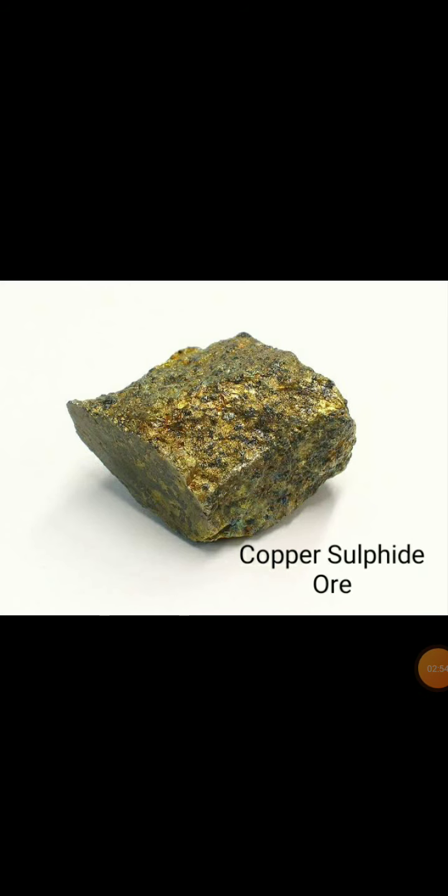Similarly, copper, which is found as Cu2S, that is copper sulfide, in nature, can be obtained from its ore by just heating it in air. So this is copper sulfide ore. This is an ore of copper, that is Cu2S, copper sulfide. And how can we get copper from it? By just heating it in the presence of air.